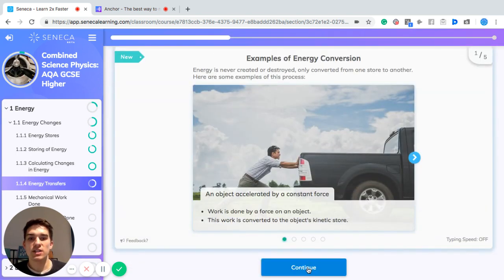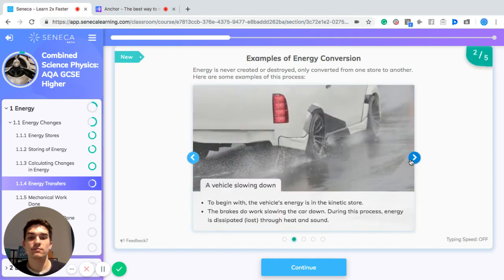Some examples of conservation of energy. Reminder, it means that energy is never created or destroyed. It's only converted from one store to another. For example, an object that's accelerated by a constant force: the work is done by a force on an object, and the work is converted to the object's kinetic energy. We can also think of a vehicle slowing down. To begin with, the vehicle's energy is kinetic, and then when the car brakes, the brakes do the work in slowing down that car. During that process, energy is lost by being transferred to heat and sound energy.